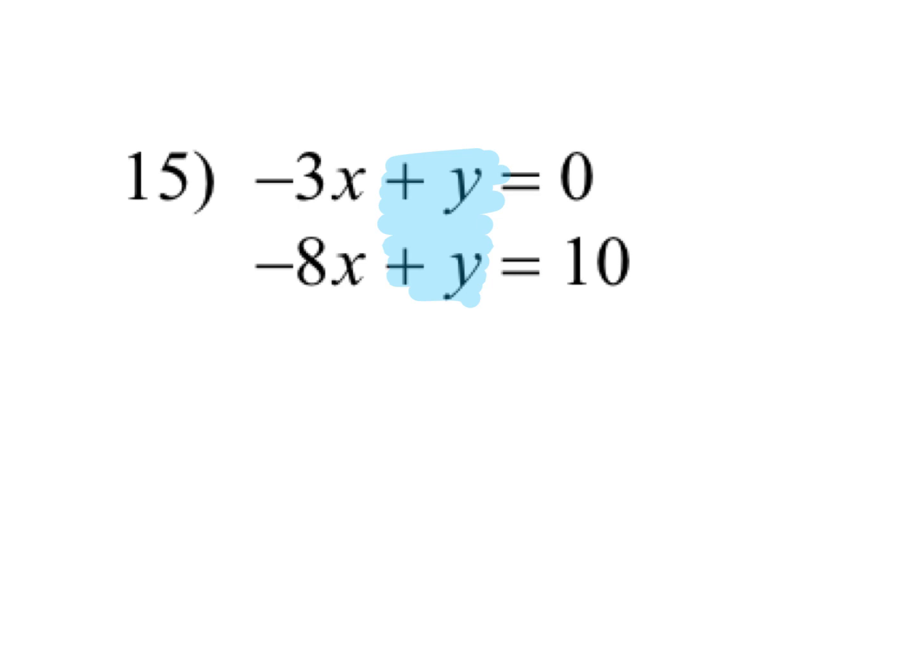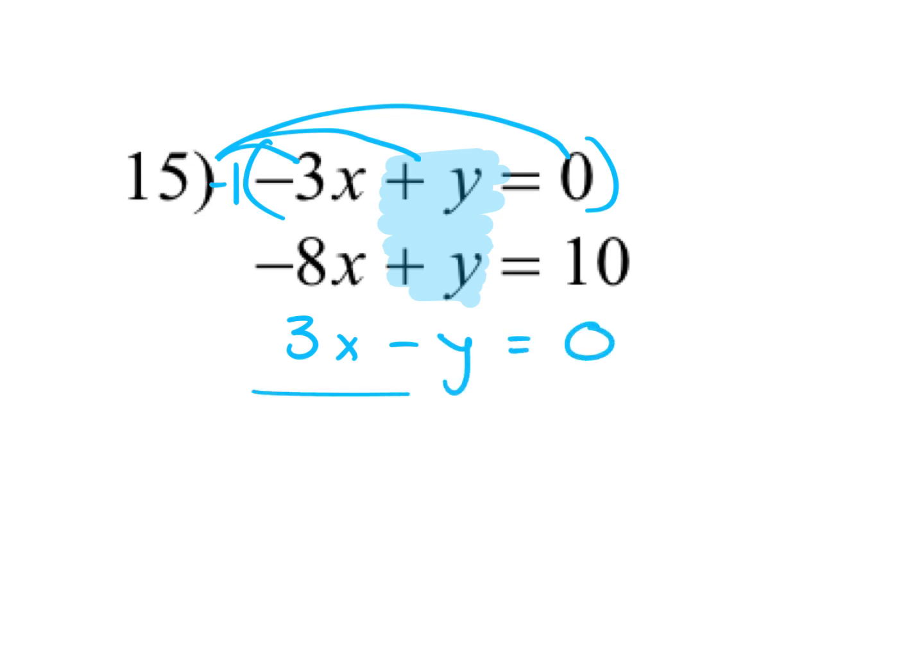What would we do? How would I change it to be a negative y? Multiply it by negative 1. So I'm going to multiply everything in the first equation by negative 1. So we have 3x minus y is equal to 0. What's negative 8x plus 3x? Negative 8 plus 3. Careful, negative 8 plus 3. Negative 5x. The y's cancel, and then 10 plus 0 would be 10.